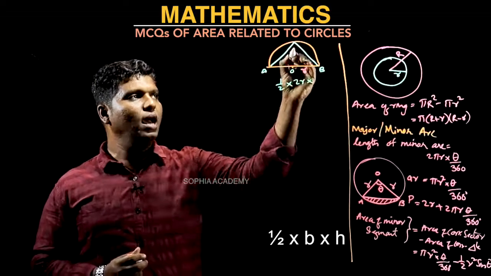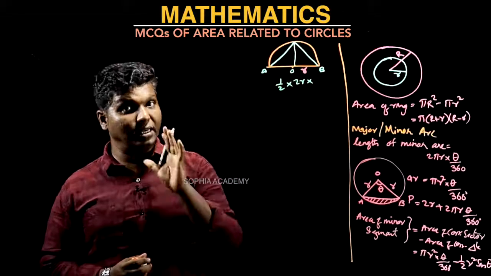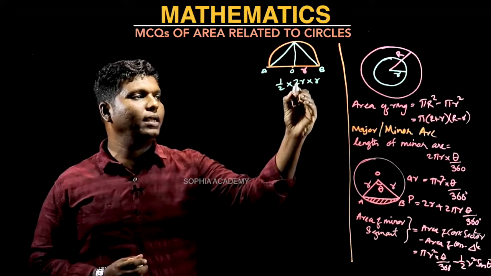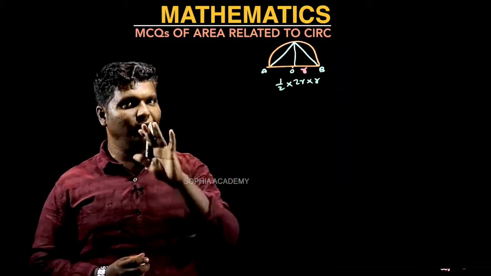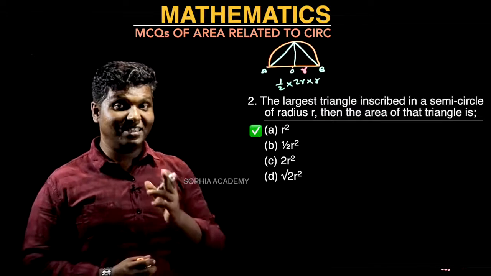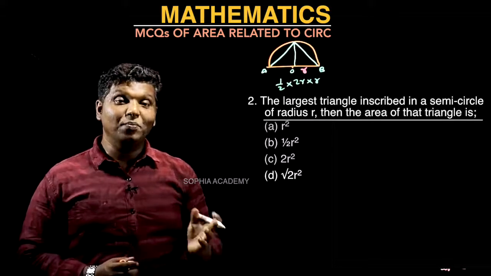Half into base into height means this is the height. Actually, this is also the radius, right? That will be also the same radius. So we can consider it as R itself. 2 and 2 will cancel. R into R is R square. So the answer is R square. So like this, you can find it. So that's it. And that's the answer of the question. Answer is R square. Now, next question.